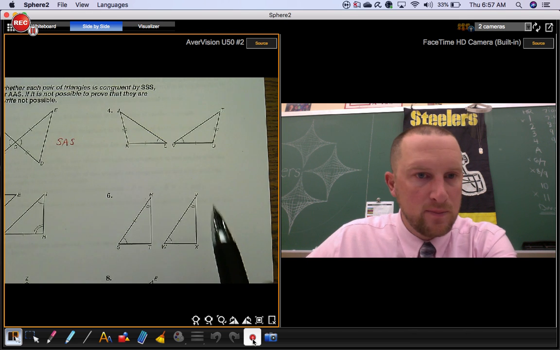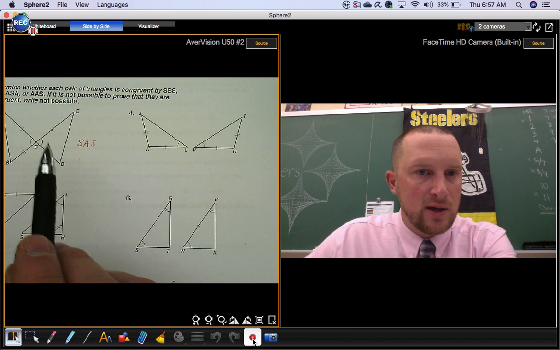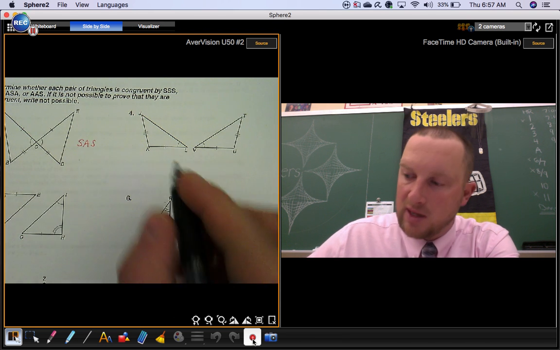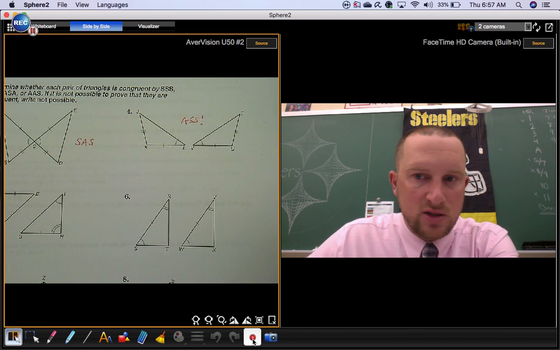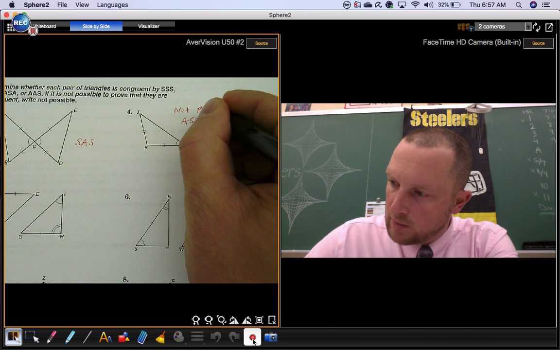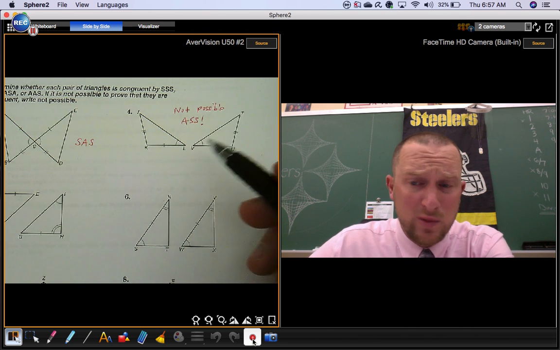Number four, two pairs of congruent sides, one pair of congruent angles, just like we had over here. Only difference is the congruent angles are not in between the congruent sides. That's the SSA postulate, and it does not show that triangles are congruent. So I'm writing not possible. They still could be congruent, we just don't know.